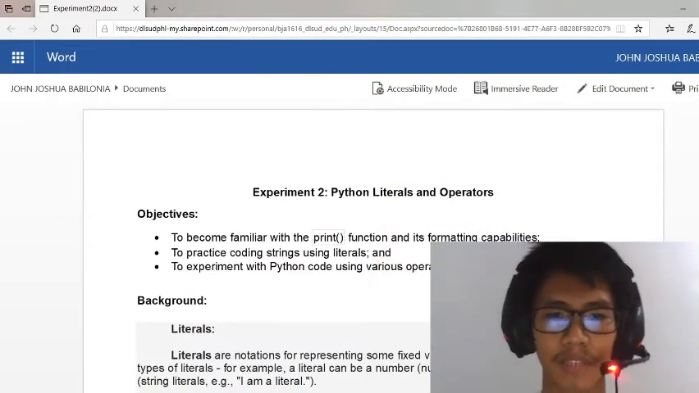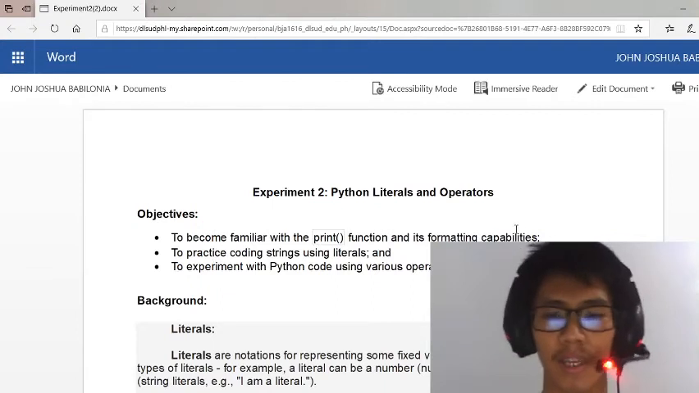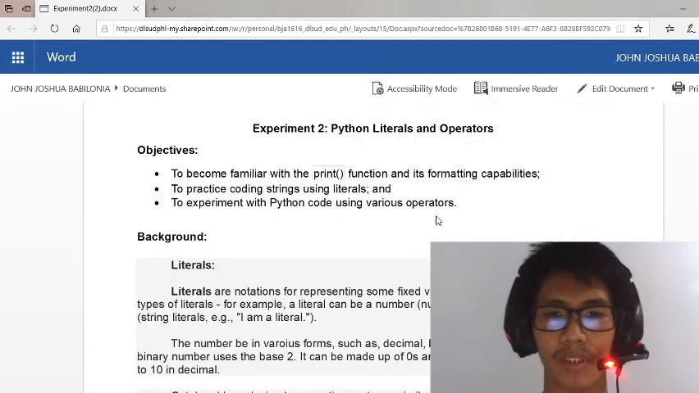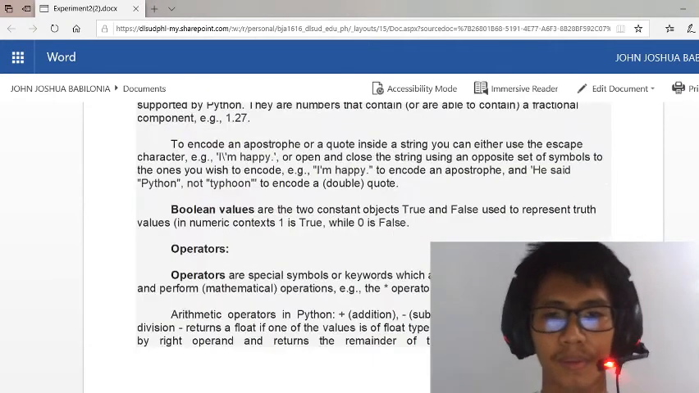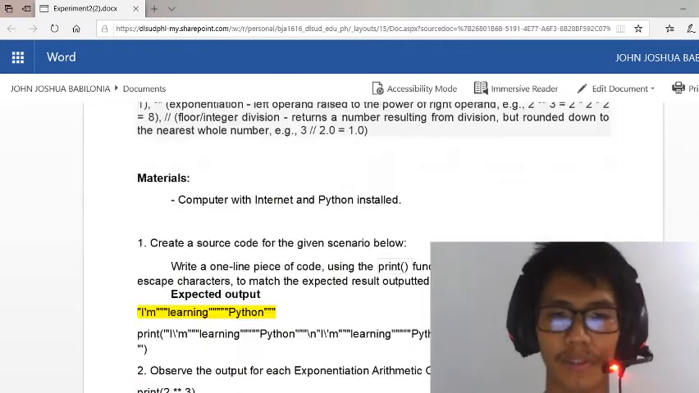So our objectives here is still to be familiar with the print function, but this time we're gonna practice coding strings using literals and experiment with the various operators. So I have read over this background and here are the results.